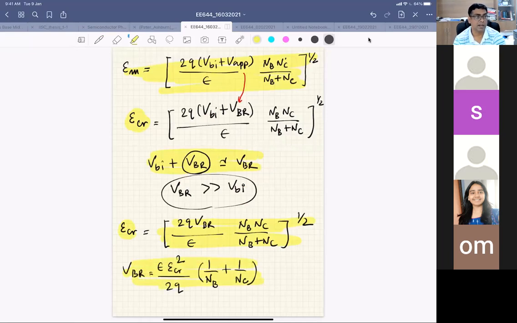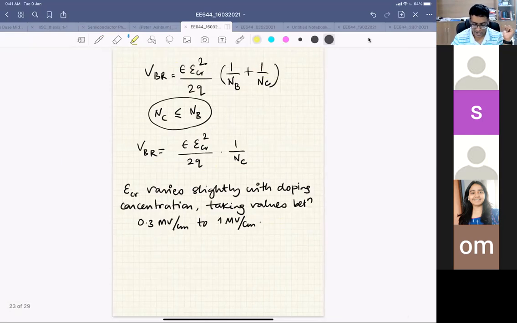So your breakdown voltage is nothing but epsilon times E critical square divided by 2Q into 1 by NB plus 1 by NC, right? This is the formula for the breakdown voltage. And if you see, we have learned how to design a bipolar junction transistor, and we know that the base doping is always more than collector doping, right? So if I take this assumption, but it's not always true, right?